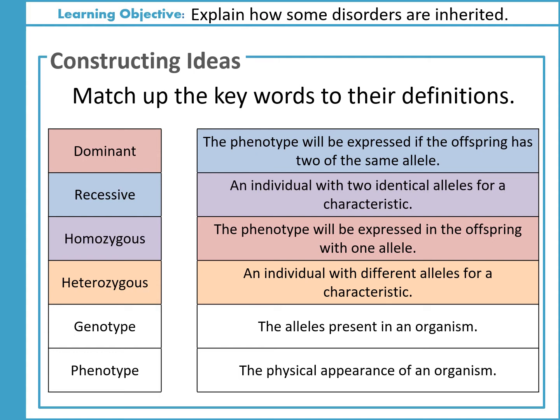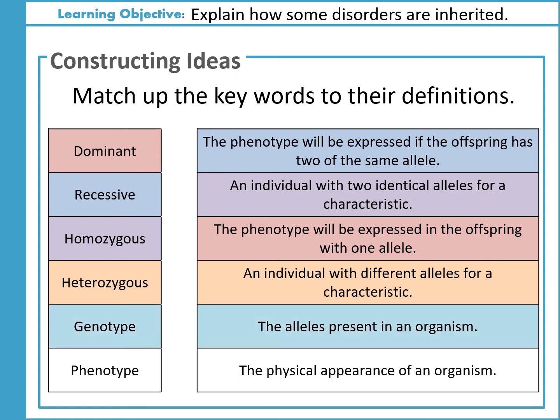Heterozygous, hetero meaning different, means that the alleles are different for that particular characteristic. So if you have brown eyes, you might be brown-blue. Okay, so you're heterozygous for eye colour, you have one brown allele, one blue allele.